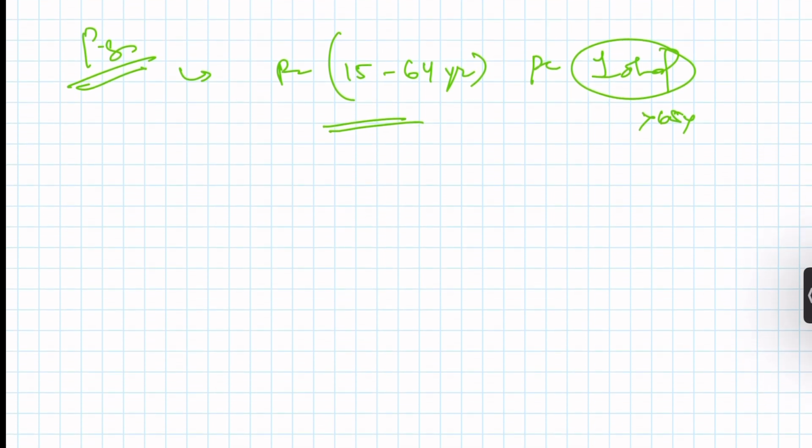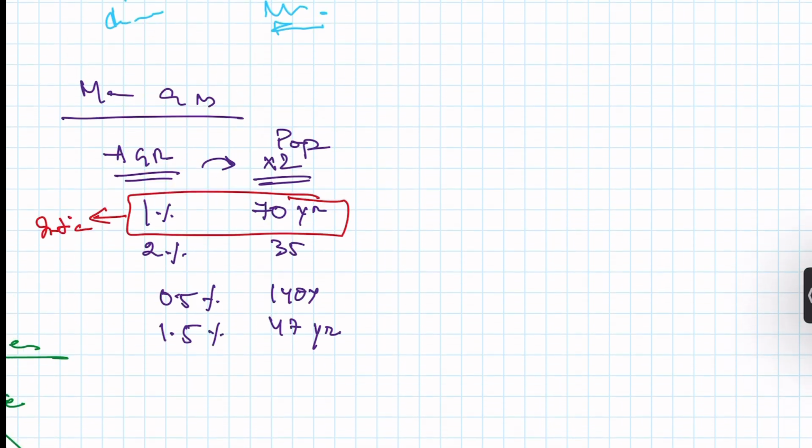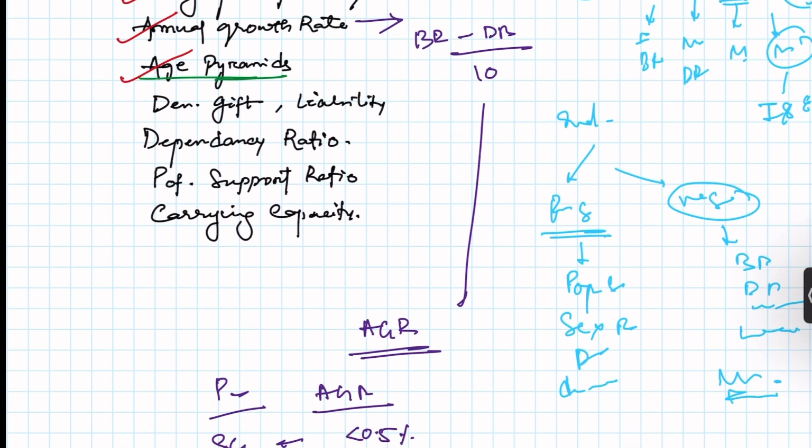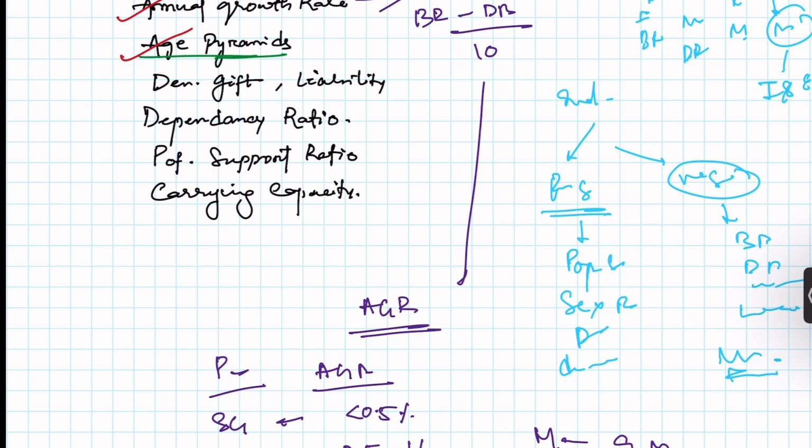Then the next point is what is carrying capacity. Carrying capacity means the number of individuals of a population which can be supported for a given time by the resources of that area. Okay, so it is determined by the limiting resources of an area. So this is all about the topics: demographic gift and liability, dependency ratio, potential support ratio, and carrying capacity.